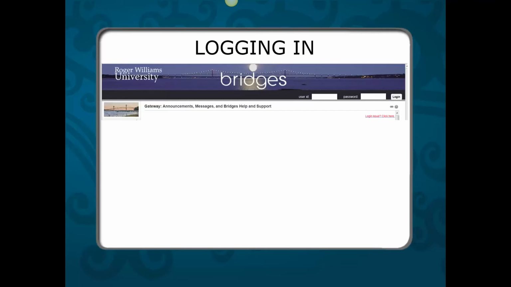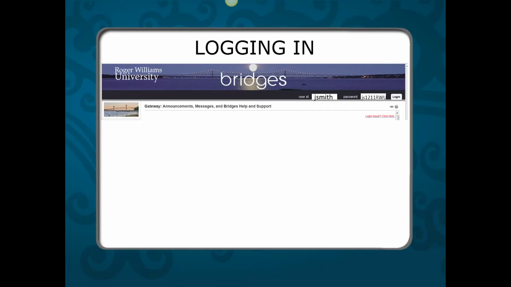For Bridges, you would type in just your username, which is usually your first initial last name, and your RWU email password. The initial default password, if you're brand new to Roger Williams, is your first and last initials in lowercase, followed by the last 4 digits of your social security number, with uppercase ending RWU. Note that the password is case sensitive.